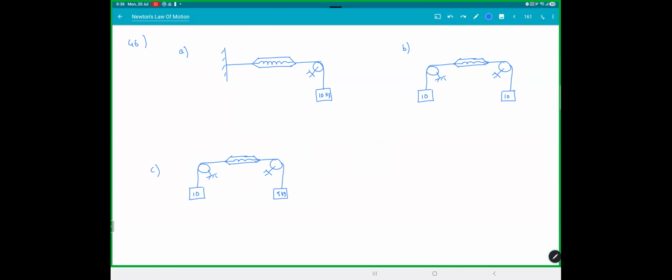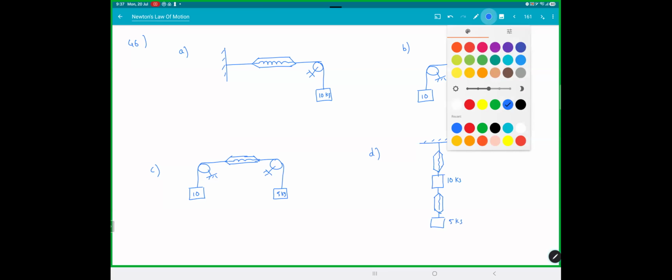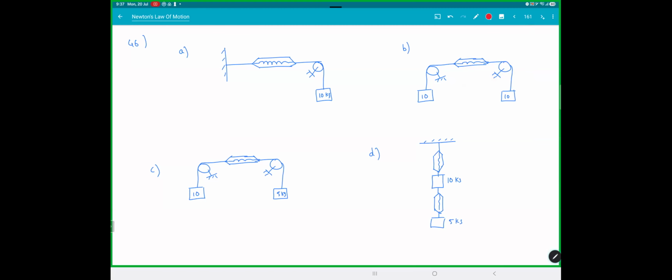Find the reading of the spring balance. I'll give you one more bit. There are four kinds of systems here. So what does the spring balance do? The same way a weighing machine does.